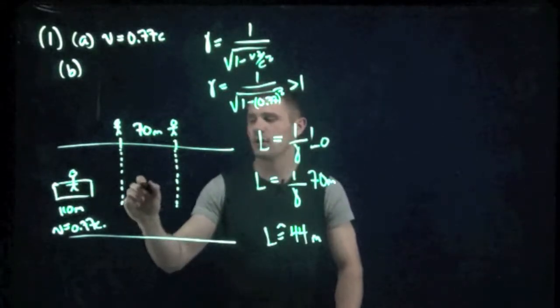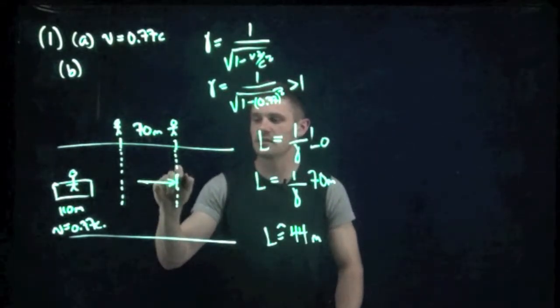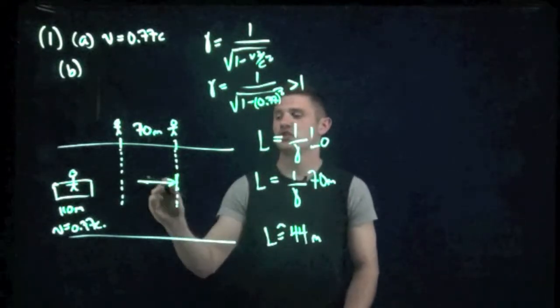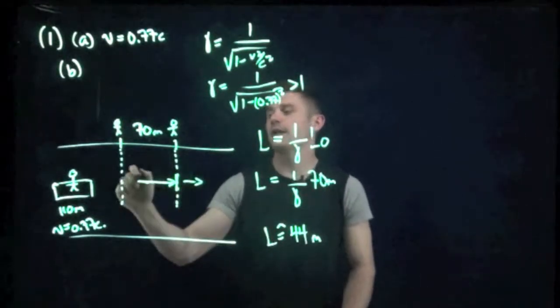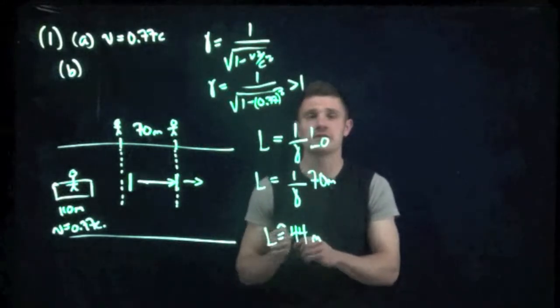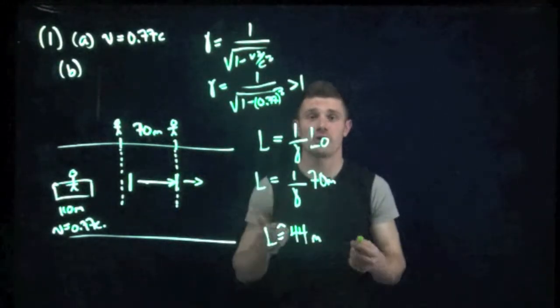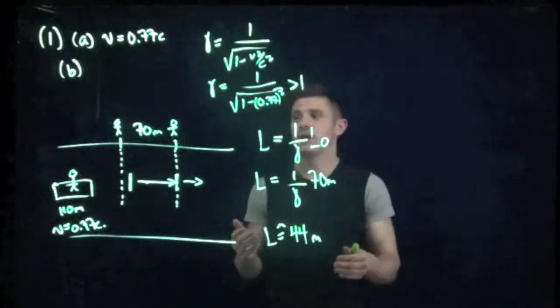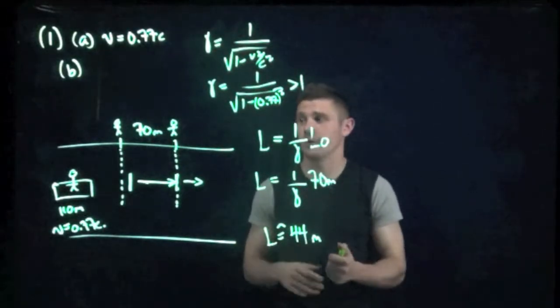So as she moves along, she will see this laser being fired, and then she will move a little bit forward, and then she will observe the one behind her being fired. So in her reference frame, those two laser beams are not simultaneous. And that's a difference in simultaneity between the reference frames.